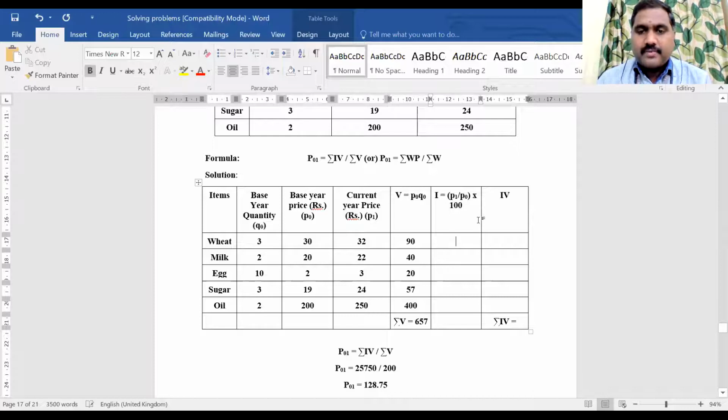Okay, now we need to calculate I. Sir, why did you calculate V? See, what is the formula for V? What is the formula for V?